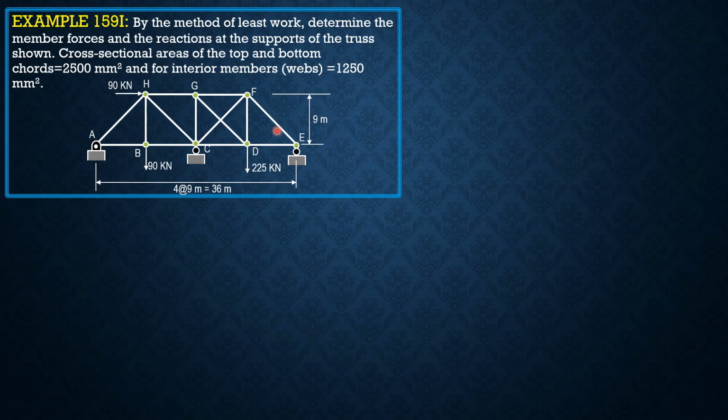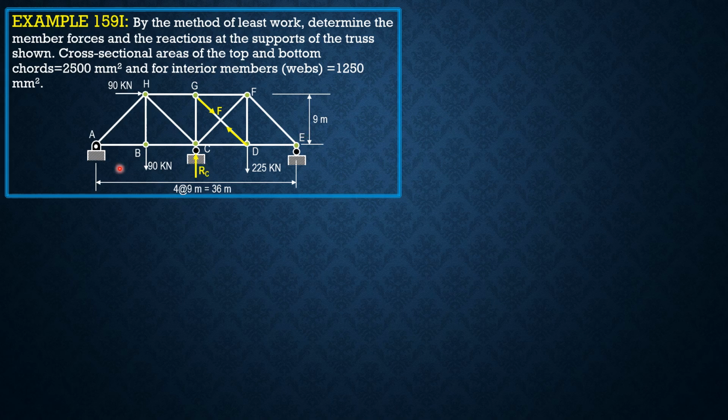So we must select two redundant forces. I choose one diagonal, DG, as F, and the other redundant force would be the reaction at C. I'll call that R sub C, so that they are close to each other. And we will express AY and RE in terms of R sub C.